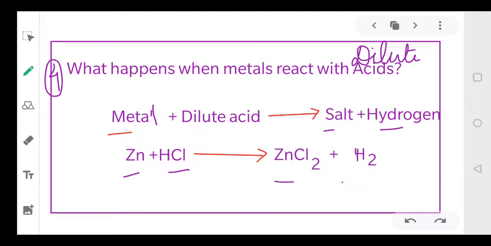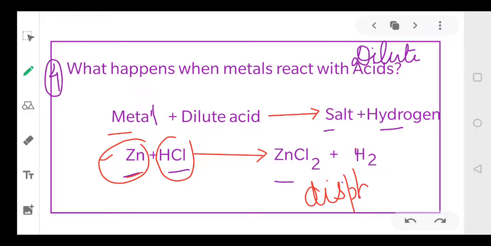Let's discuss an example. Suppose the metal is zinc. So zinc will react with HCl, that is your acid, and it will produce zinc chloride plus hydrogen gas. So this reaction, dear students, if you remember, what type of reaction is it? Yes, it is a displacement reaction. We have done displacement reactions in chapter 1. The more reactive element will displace the less reactive element from its solution. So here zinc is displacing hydrogen.